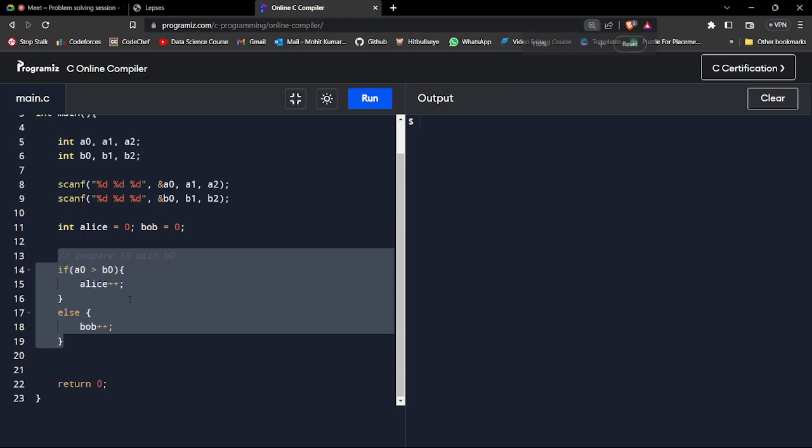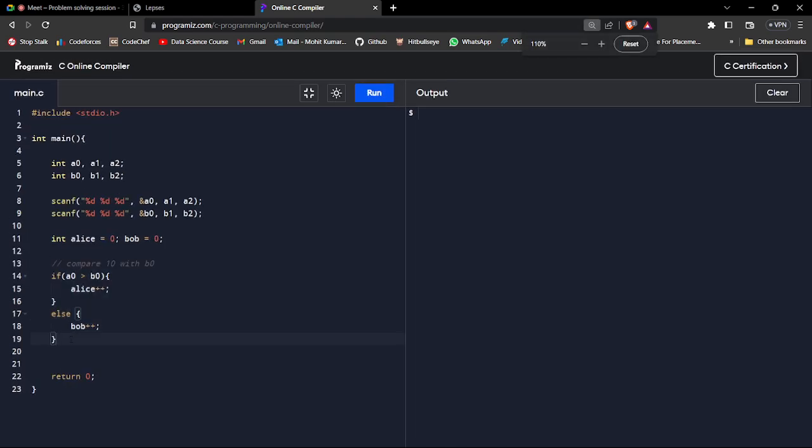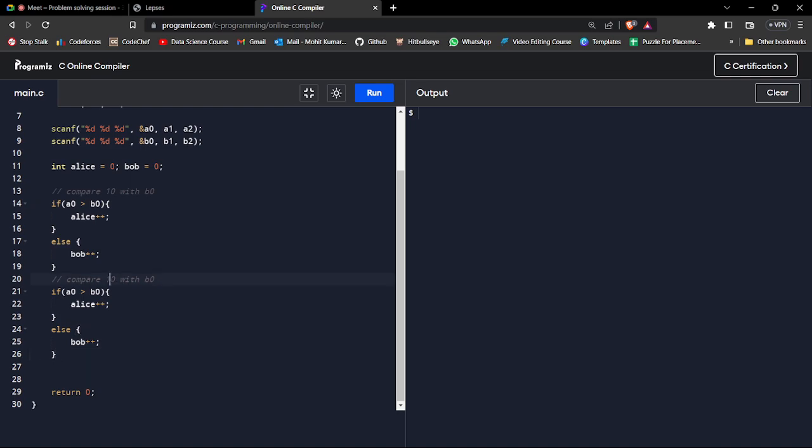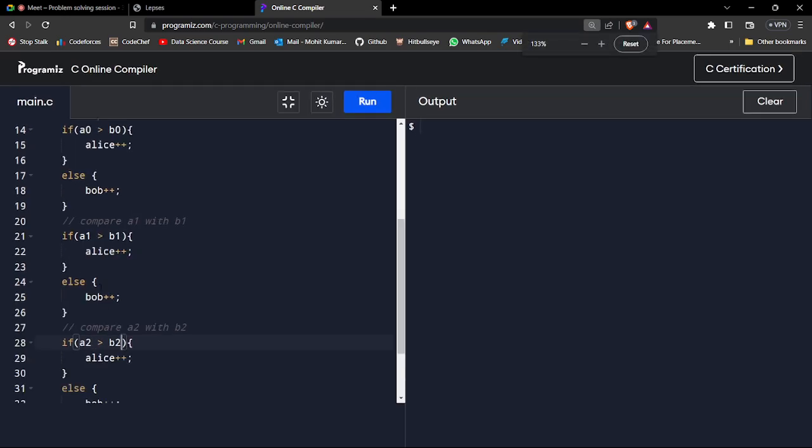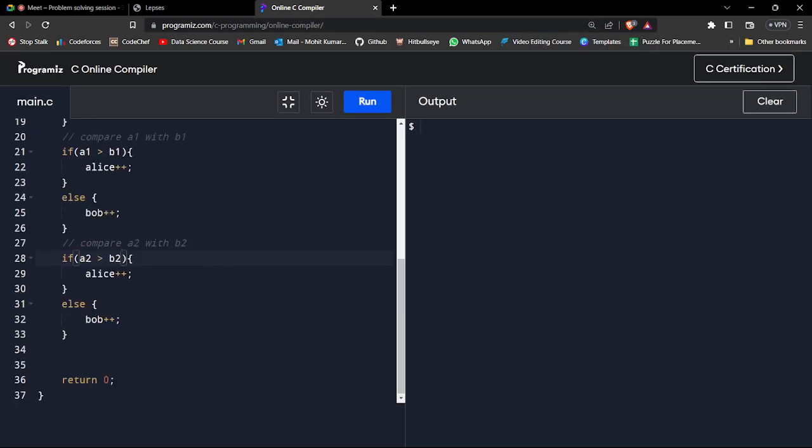Now let's copy this, and we will just compare a1 with b1. Now I'll be saying if a1 is greater than b1, then Alice will be getting the point, else Bob will be getting the point. Now is the time to compare a2 with b2. If a2 is greater than b2, then in this case also Alice will be getting the points, else Bob will be getting the points, right?